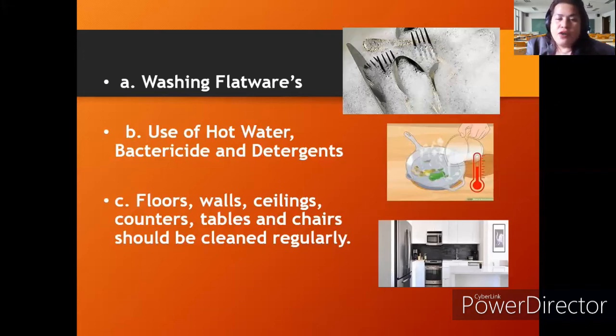Letter C, floor, walls, ceiling, counters, tables, and chairs should be cleaned regularly. So of course, yung mga yan, should be cleaned daily. Diba? Yung floor natin, kailangan sinisweep natin yan and minamop din natin. Tapos yung mga walls, like yung sa kitchen, even the ceiling, should be washed frequently and repainted periodically para at least maiwasan natin na pamuhayan ng mga pest like yung mga daga, yung mga cockroaches, at kung ano-ano pa.